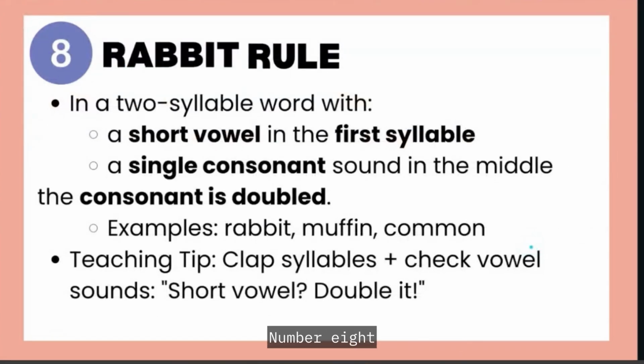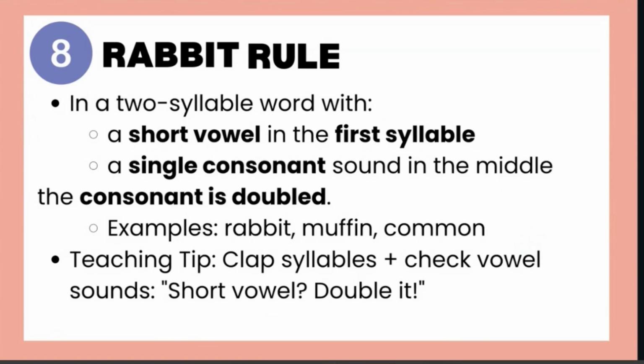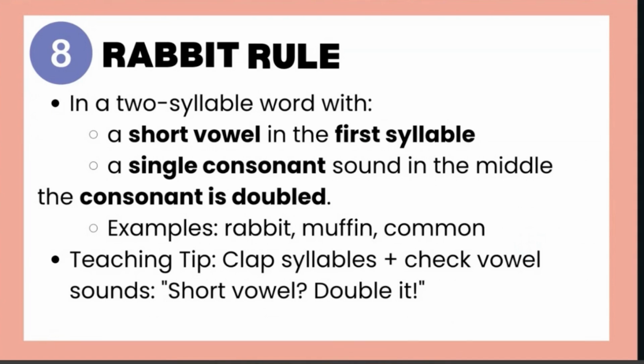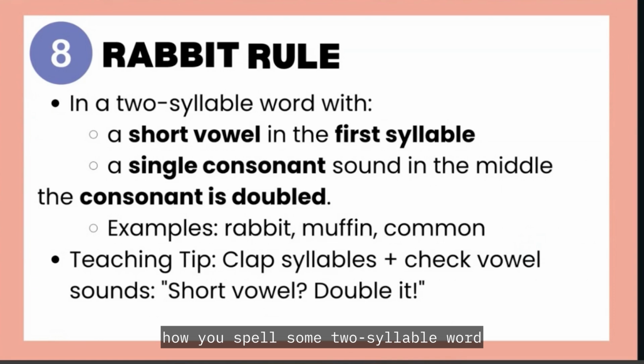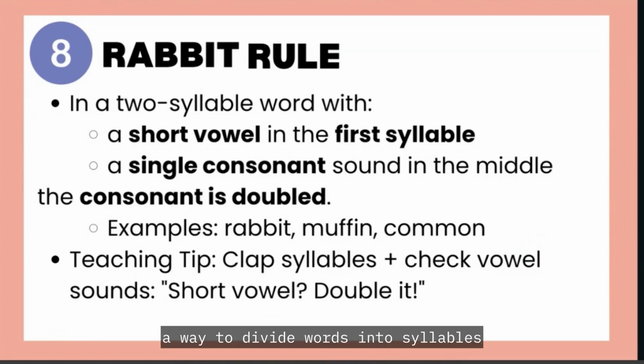All right, number 8. This is the rabbit rule. And this is one that I don't think you necessarily would teach to your kindergarten students. This is probably more like first grade, most likely second grade too, especially when you start talking about the syllable types. And so the rabbit rule is how you spell some two-syllable words. It can also be considered a way to divide words into syllables. So like a hack for that as well.